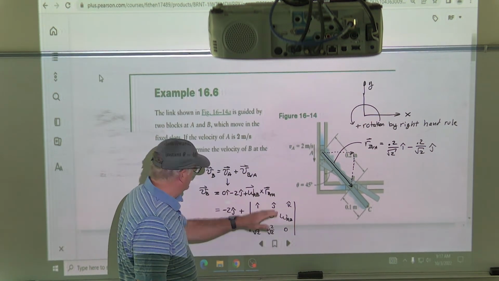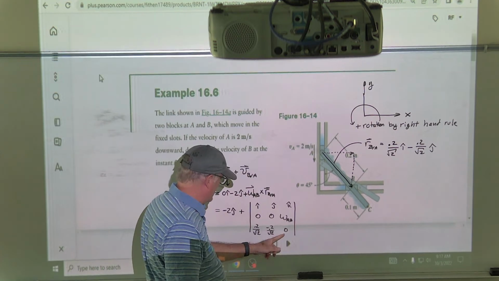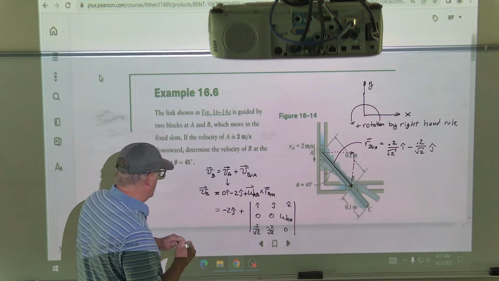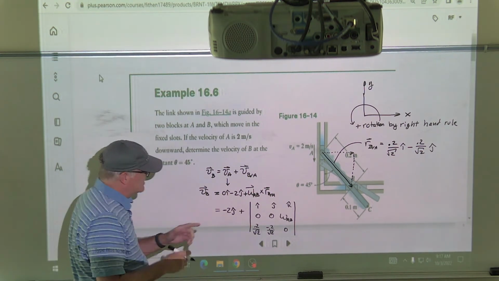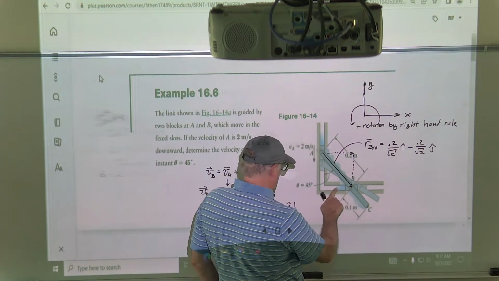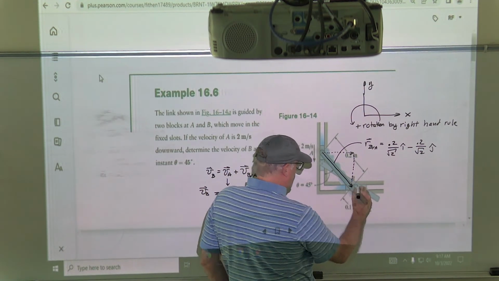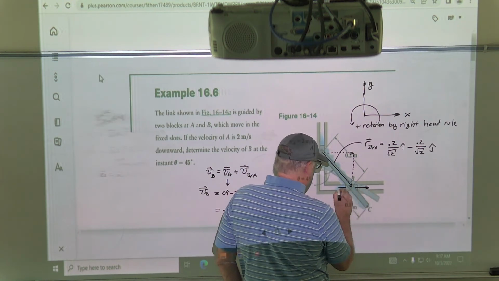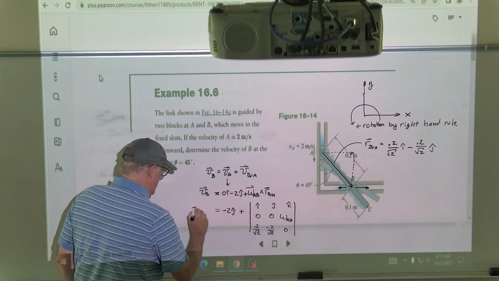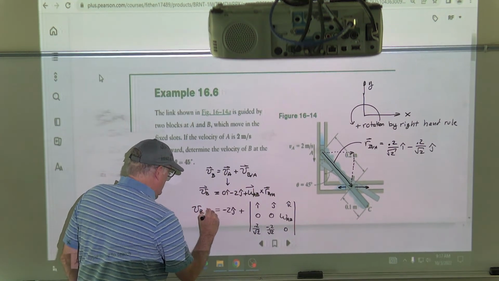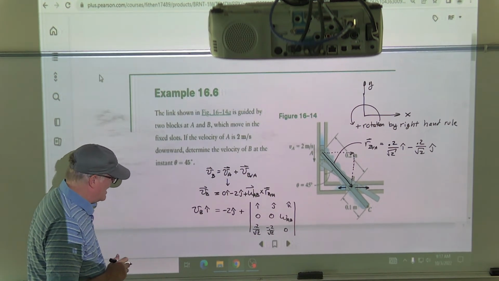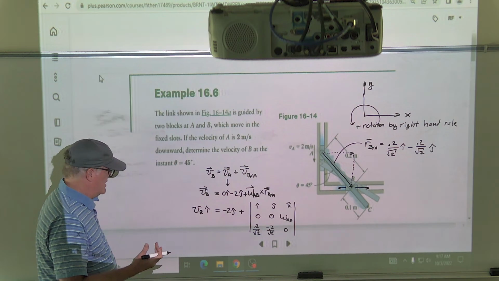This is, of course, the R vector. It has no Z component. It has this and this. Now, what I know about B, this point B right there, is that it has to either go to the right or the left. I'm just going to assume it to the right, and I'm going to say a scalar value times I. So now I have an actual vector equation.